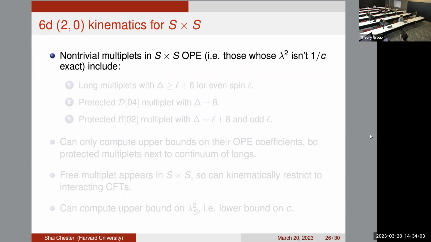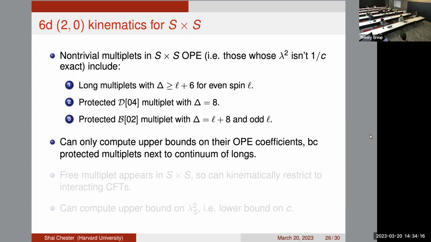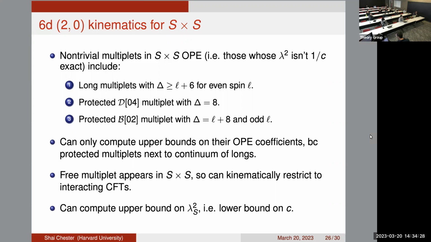So what are the operators we can look at in this four-point function? As in 3D and 4D, we have long multiplets for every even spin. As in 3D, we have some short multiplets whose scaling dimension is fixed, but whose OPE coefficient is non-trivial, which we can bound. But specifically in 6D, unlike 3D, it turns out that these protected ones actually abut the continuum of long multiplets. So that means we can only compute upper bounds for these. We can't also get lower bounds. Another interesting fact about 6D is that the free multiplet appears explicitly and it's separated from the continuum of operators. We can kinematically restrict to interacting CFTs.